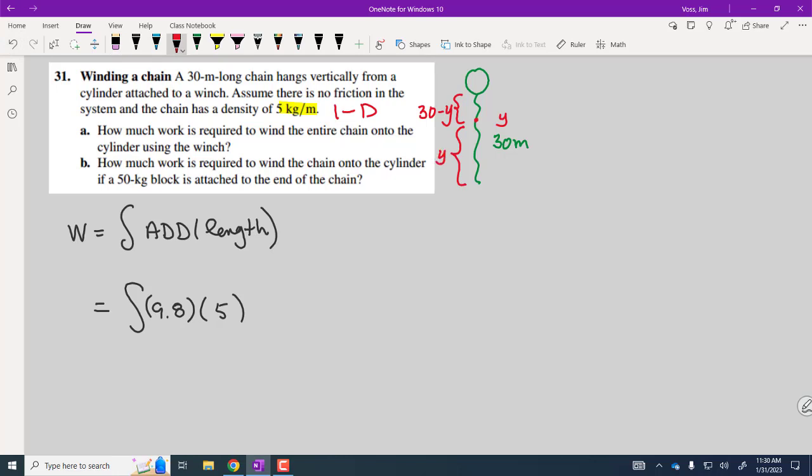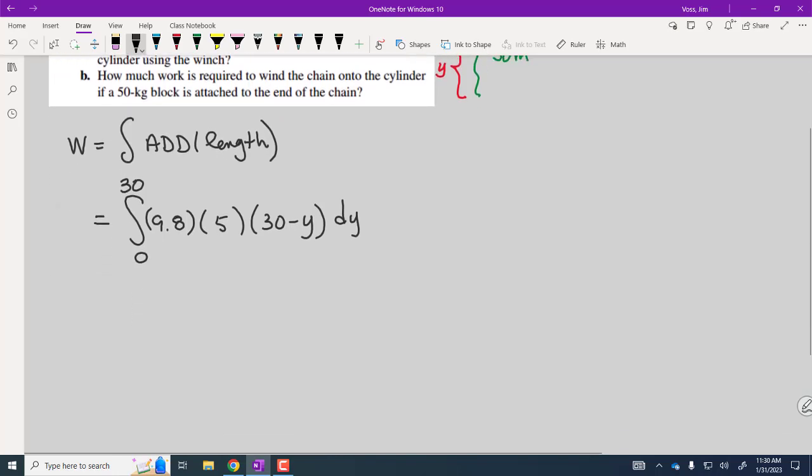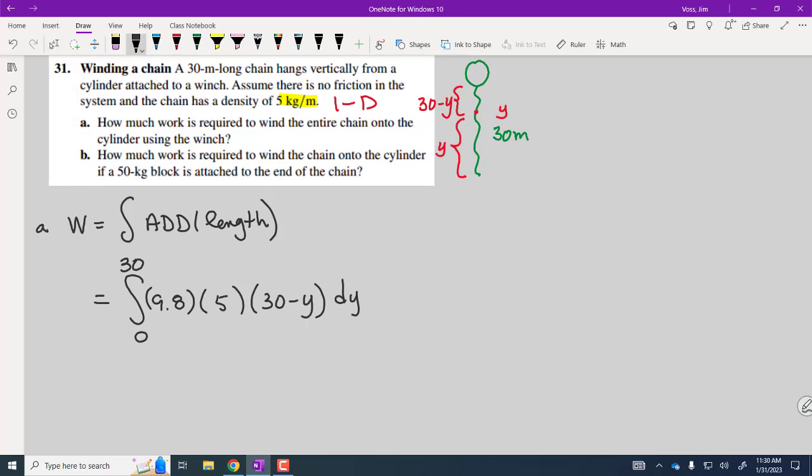So then it's going to travel 30 minus y. That link is going to travel 30 minus y. And then all we put is a dy. That's it. That's the length. It's the length of a little segment of rope, dy. Limits of integration? 0 to 30. So how much work is that? So this is part A.